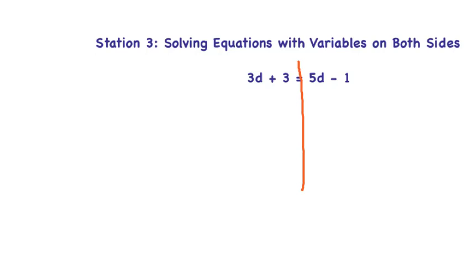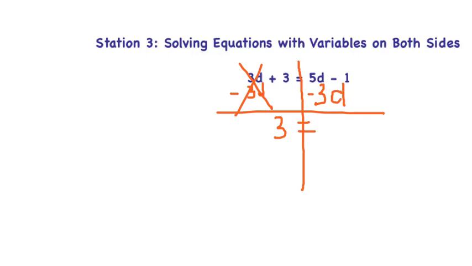Think about opposite operations. So how I would eliminate it is just by subtracting it. So 3D minus 3D is going to give me 0. And because I subtracted it on the left, I also have to subtract it on the right. And 3D minus 3D is 0. I'm going to bring down, I'm left with 3 on the left-hand side. 5D minus 3D is 2D, and I still have that minus 1. And now I'm left with a two-step equation.